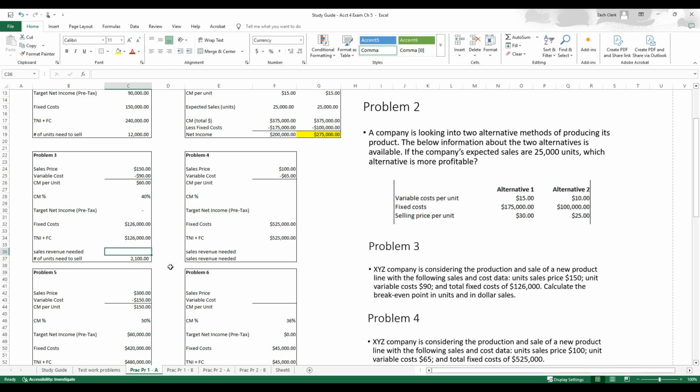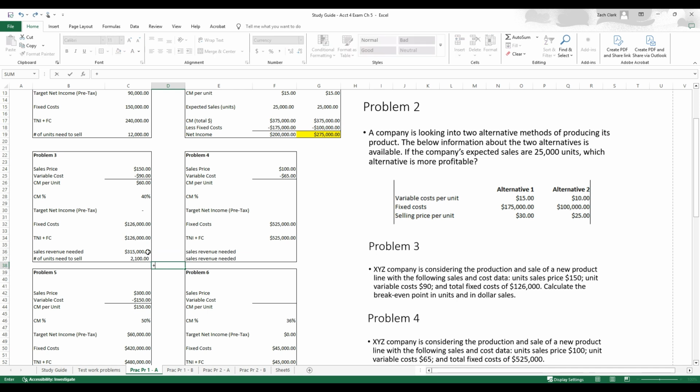And then doing the same thing, but from the perspective of total sales revenue needed, we just take our fixed costs divided by our contribution margin ratio, so divided by 40%, and that gets us $315,000.